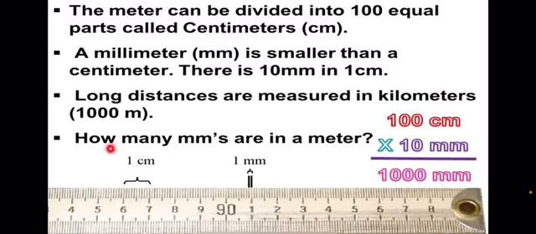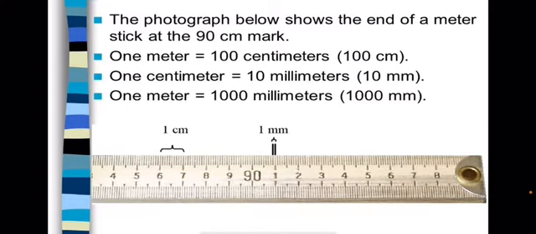So how many mm's are there in a meter? So here we will multiply 100 multiplied by 10. So 1000 millimeters is the answer. So you can see that centimeter is big and millimeter is small. The photograph below shows the end of a meter stick at the 90 centimeter mark.